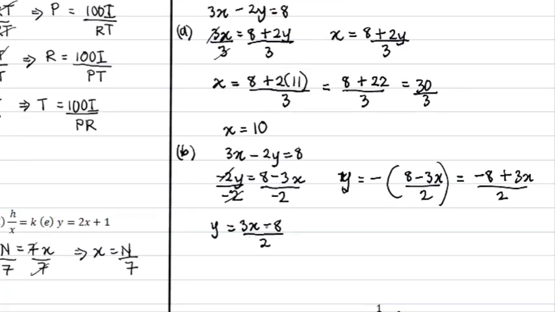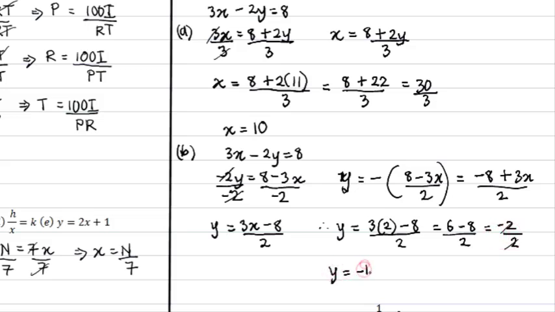Now the question is, let us find this y if x is given as 2. So y would then be 3x, 3 times 2 minus 8 over 2. So that is 3 times 2, 6 minus 8 over 2. That is minus 2 over 2. Divided will give us minus 1. So our final answer for y is minus 1. You can see, very simple.